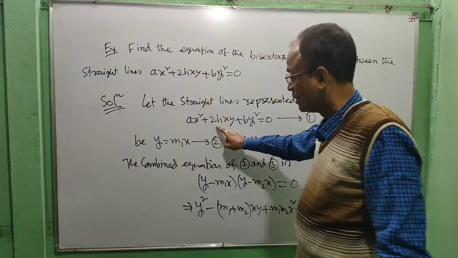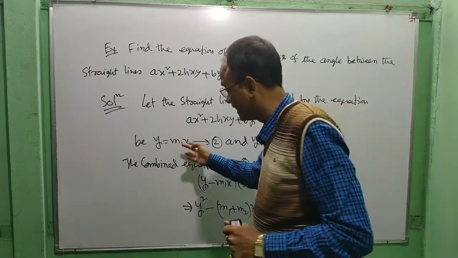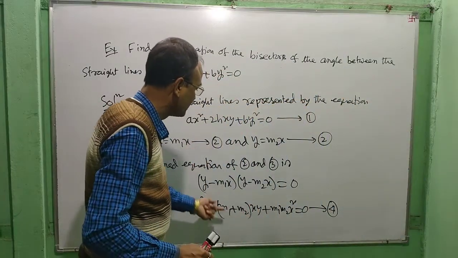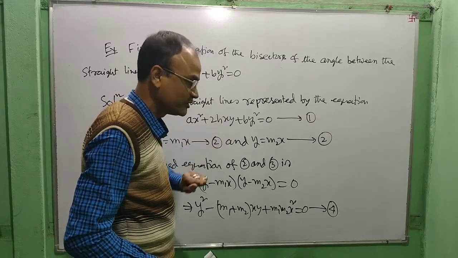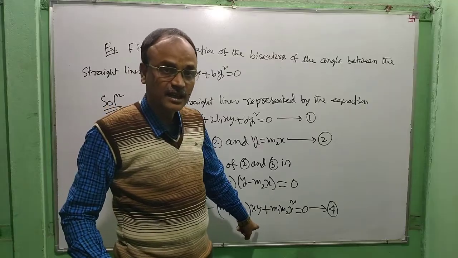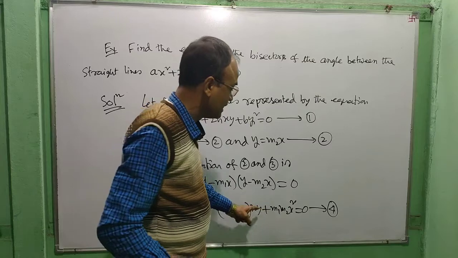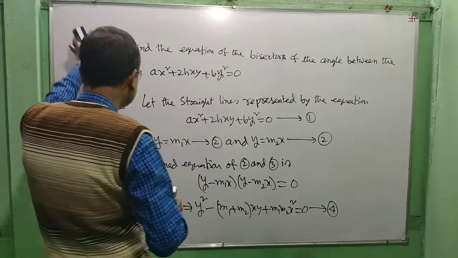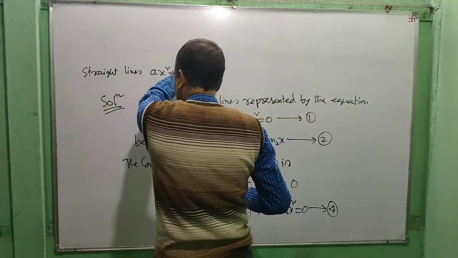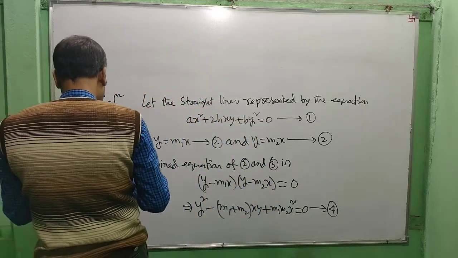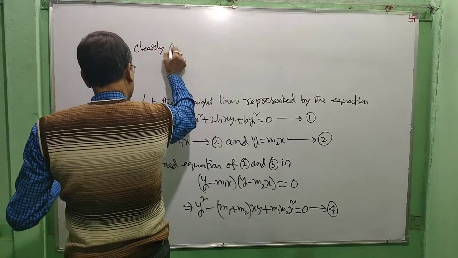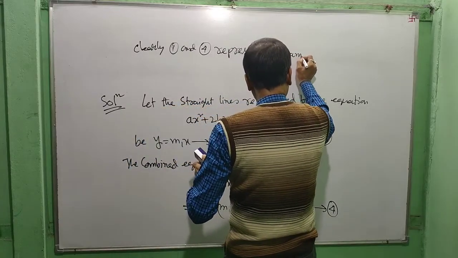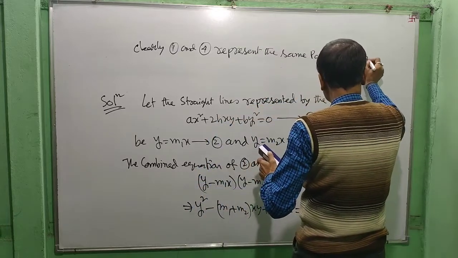You see, the equation 1 represents two straight lines passing through the origin. The straight lines are y equal to m1x, y equal to m2x. The combined equation of 2 and 3 is this. What does it mean? 1 represents two straight lines passing through the origin, and 4 also represents the same pair of straight lines passing through the origin. Clearly, 1 and 4 represent the same pair of straight lines passing through the origin.